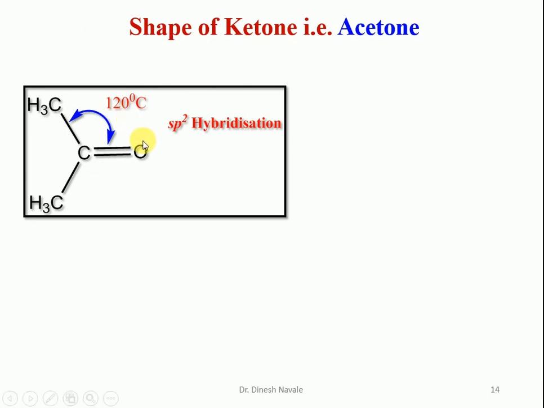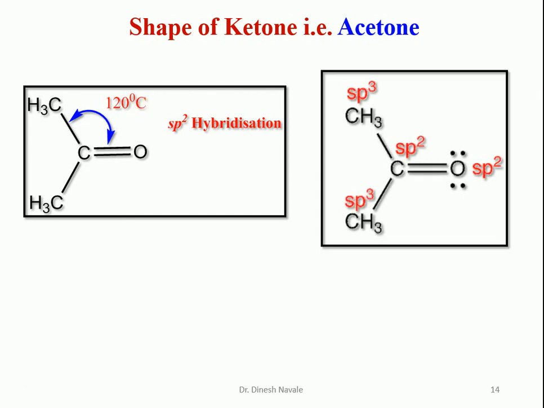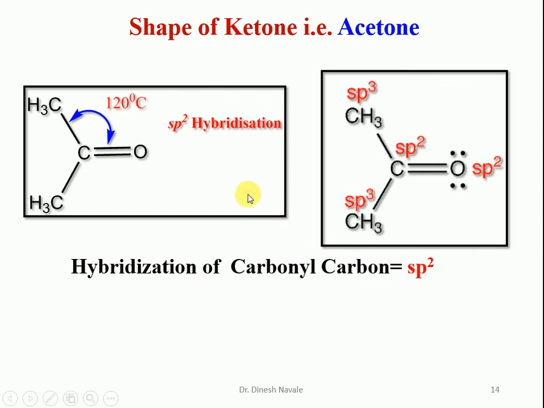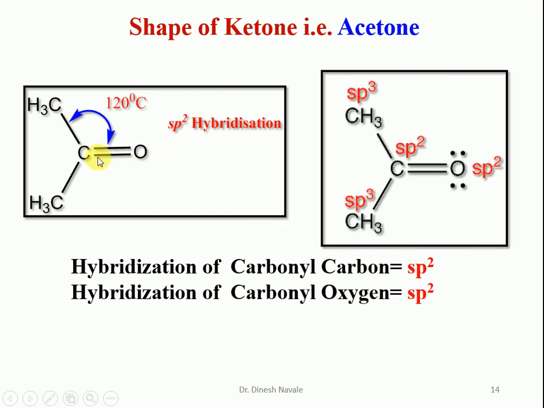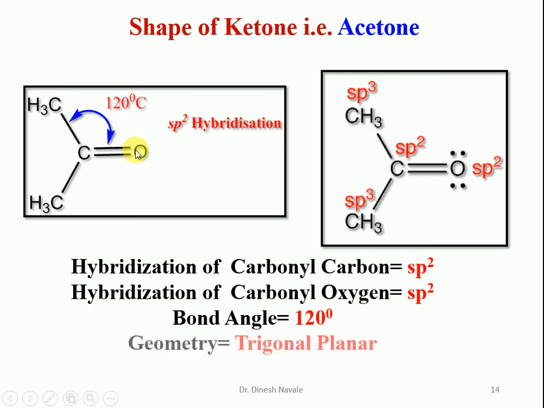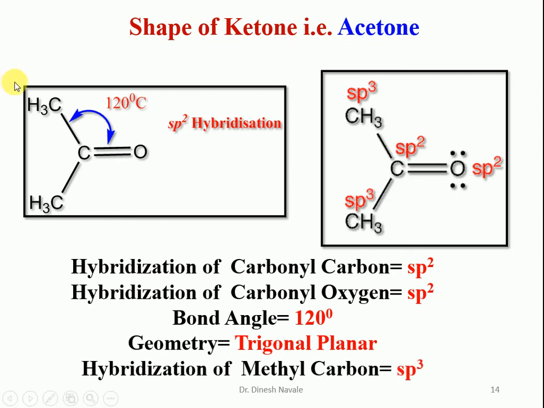In case of the acetone, hybridization of the oxygen will be sp2, bond angle is 120, geometry will be trigonal planar. So this is again what we have discussed. Hybridization of the oxygen in case of acetone, aldehyde, ketone will be sp2. So hybridization of the carbonyl carbon is sp2, carbonyl oxygen is also sp2, bond angle is 120 degrees, and geometry is trigonal planar because of the sp2 hybridization, and hybridization of the methyl carbon is sp3.